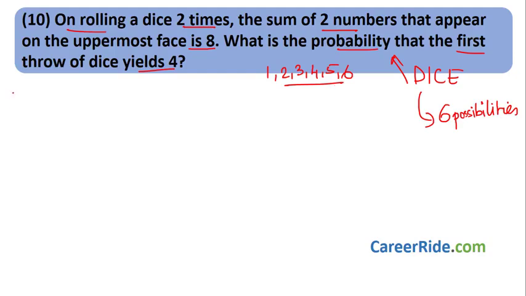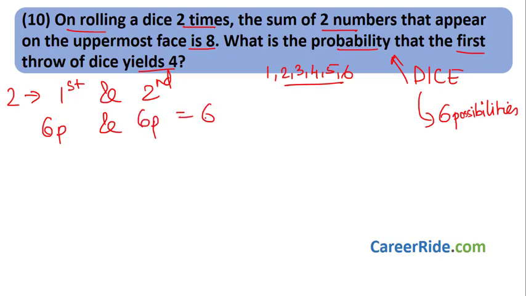What they say, a dice is rolled 2 times. That means dice is rolled first and then the dice is again rolled a second time. So in the first time there are 6 possibilities and again in the second time there are 6 possibilities. So total there are 6 into 6, 36 possibilities in total. So whenever the dice is rolled 2 times, total possibilities are 36.